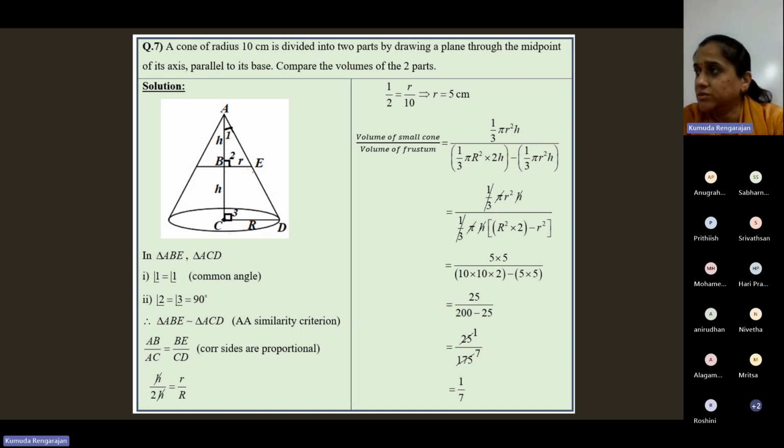Because you worked this using similar triangles, I've explained that. We can also work this using trigonometry. I'll also do that for you.